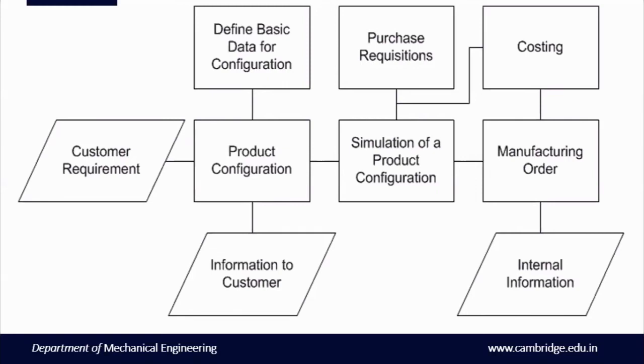In that manufacturing order we will come to know the amount of order which will be manufactured, and later that will come into the internal information. So after doing the costing, after doing the requisitions and the manufacturing order, finally it comes into the approval of the internal information. So this is what has happened throughout, from the customer requirement to the order which is to be given to the manufacturing of the order.